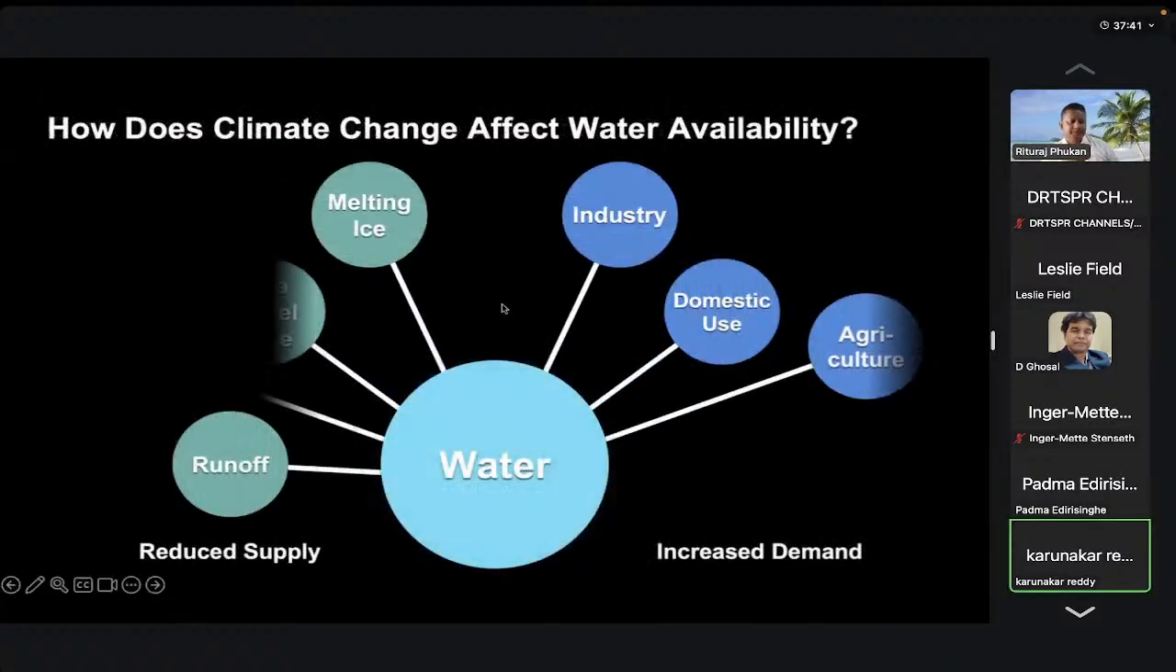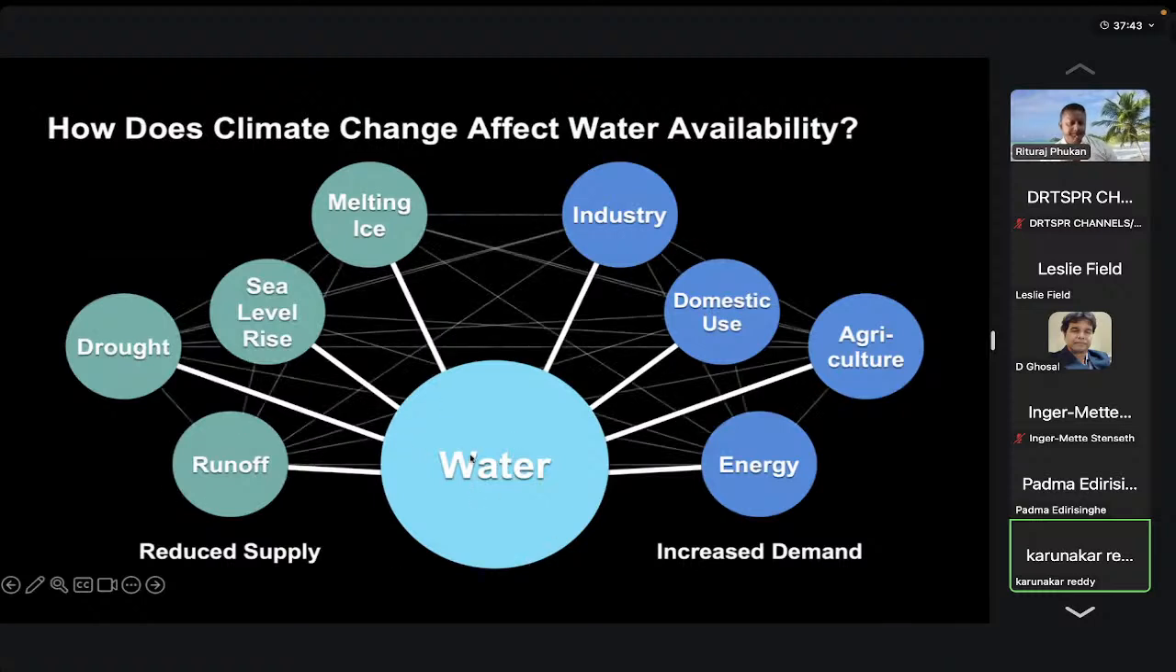How does climate change affect water availability? We know that ice melting causes sea level rise, and a temperature increase reduces water supplies and increases the demand. Droughts, runoff, all this, and you can see that industry, domestic usage, agriculture, and energy are the areas where demand is going to increase.